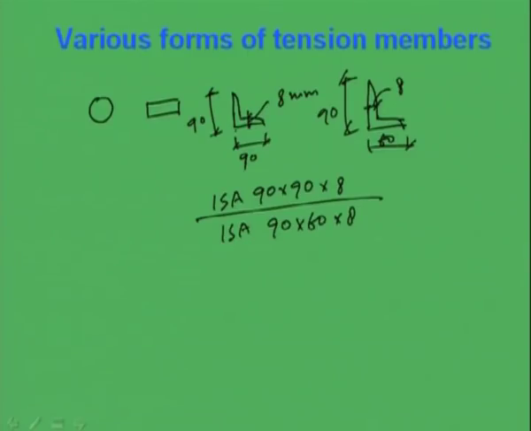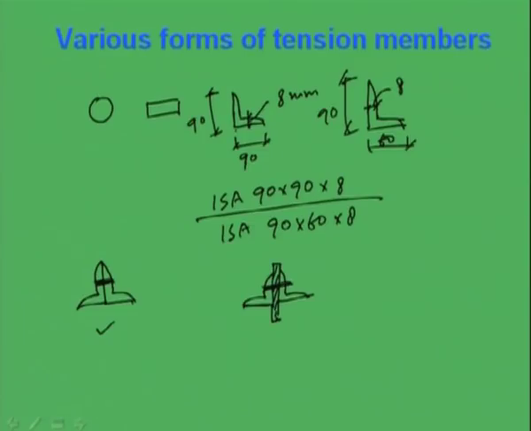Another option is that the angles may be connected back to back and used like this. It depends on the requirement, what forces are coming, and accordingly we can make it. These angles have to be connected through rivets or bolts. This is one type of tension member. Another is we can provide a plate here, which can be joined with angles. So this is another type where a plate is given and angles are placed back to back, and they are connected through rivets or bolts. This is one type.